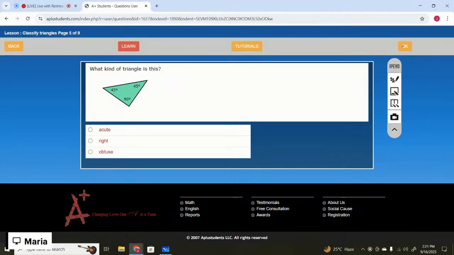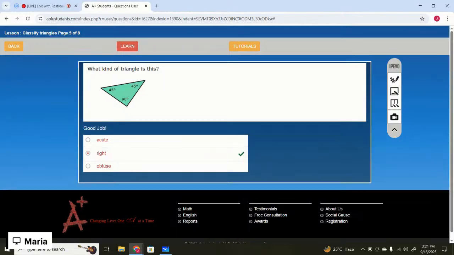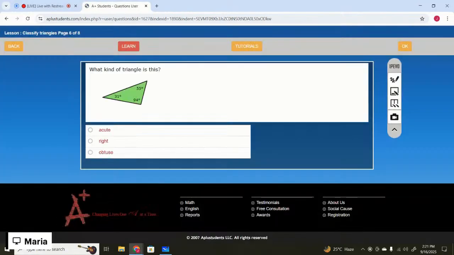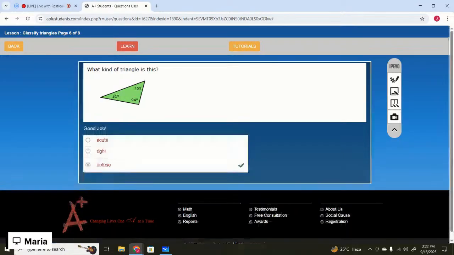Yeah, right angle triangle. It is option number two is the correct option. What kind of triangle is this? That is the obtuse triangle because the angle measurements are more than 90 degrees, so obtuse triangle it is.